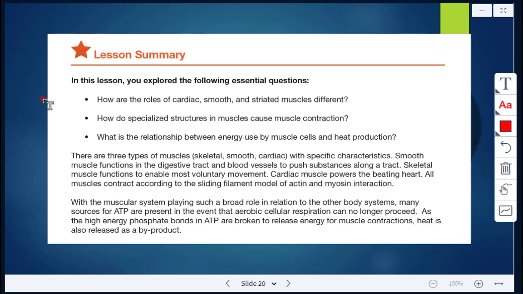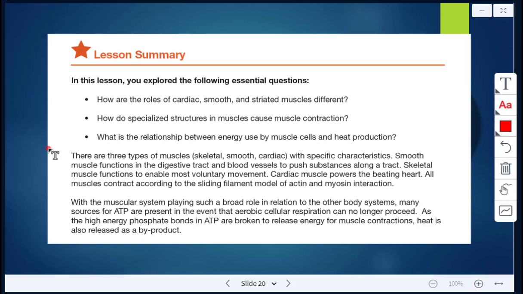All right, so in this lesson of 10.1, we looked at cardiac muscle, smooth muscle, and striated muscle. We looked at the structures in muscles and how muscle contraction occurs. Also, what's the relationship between energy used by muscle cells and heat production?